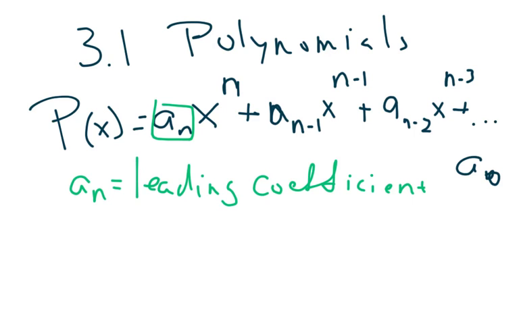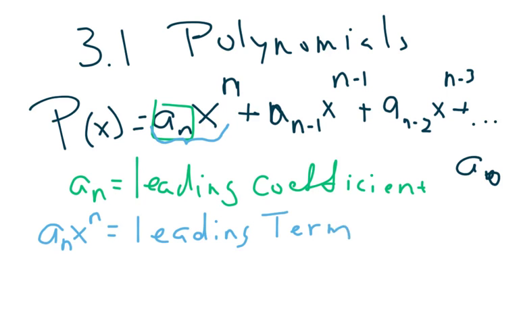And then I'm going to put a blue bracket around this whole first term. So this whole first term, a sub n times x to the nth power, is our leading term. I don't know why I decided to capitalize that T, just roll with it. So if I say leading coefficient, I'm talking about the number attached to the x to the whatever power. If I say leading term, I'm talking about the whole thing.